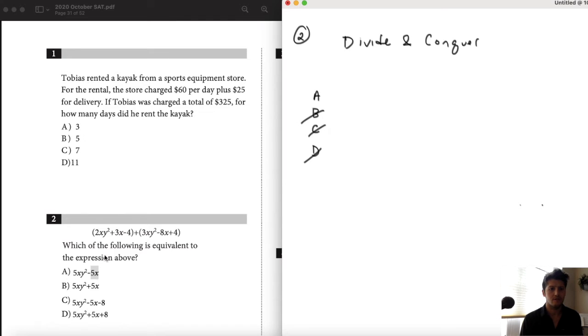And if I'm feeling a little bit shaky, I can use the other piece just to confirm. But look, every single answer choice has 5xy squared. There's no need to even do that work. It's present in every answer, so it doesn't really tell you anything about which answer is right, to be clear.